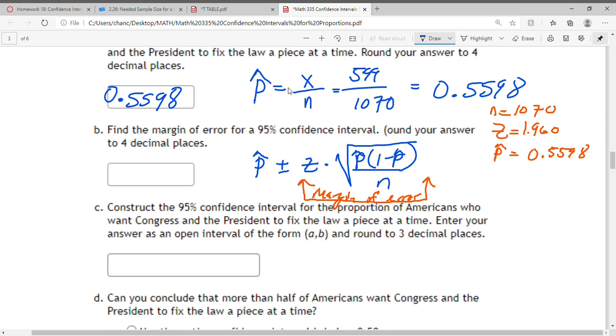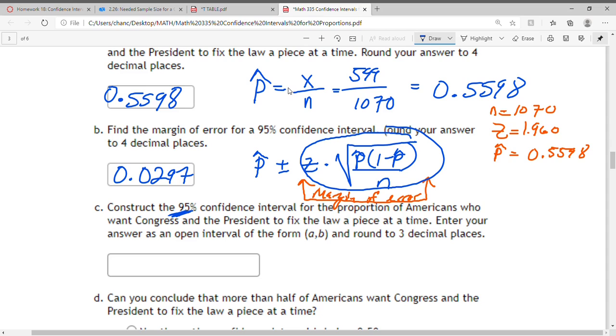So in part B, our margin of error again is 0.0297. All we had to do was calculate the right part of the formula. In part C, we want to construct a 95% confidence interval, so we'll use the previous formula.